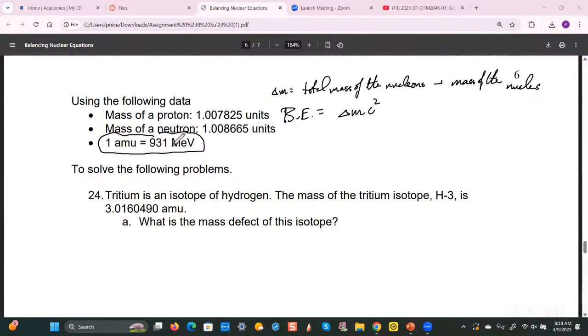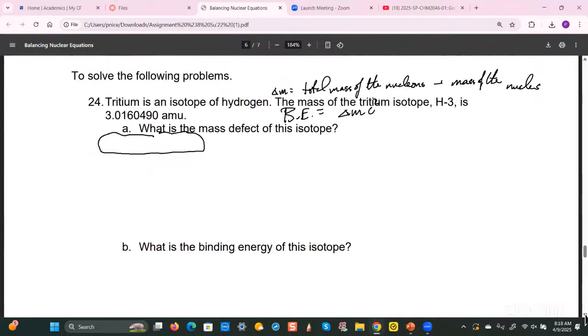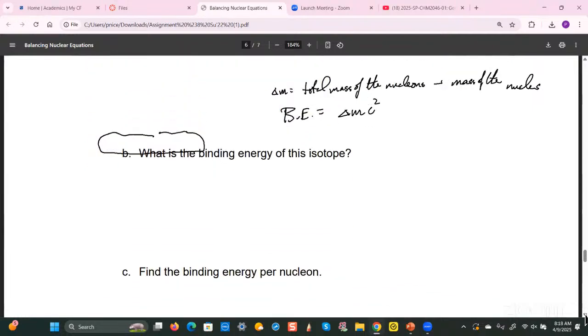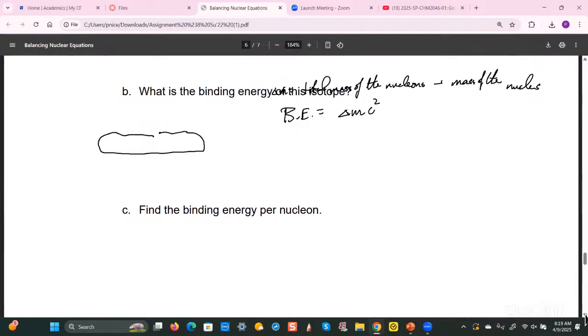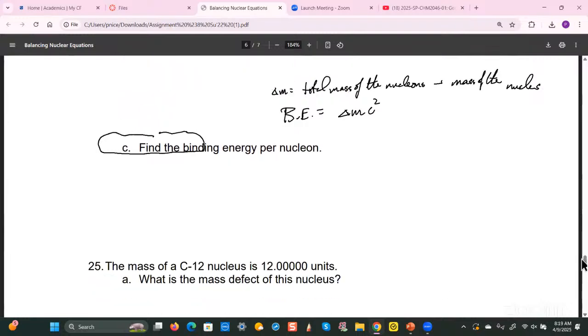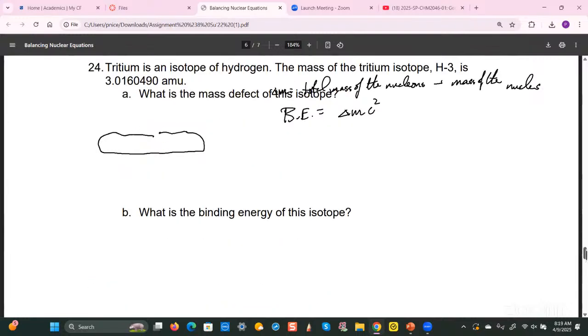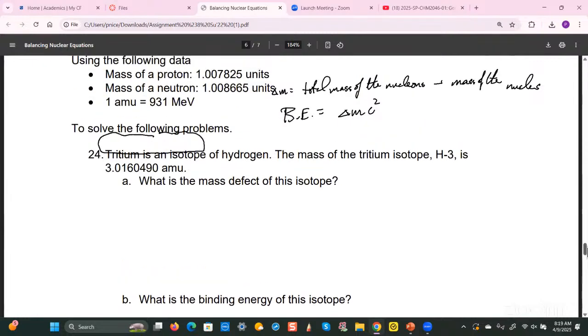Now, we can calculate the energy in terms of joules, but I think in the questions being asked here, let me just scroll down a bit. I think the questions are asking for you to calculate the binding energy. Well, they didn't specify the unit, so you could calculate it in joules, or you could do the mega electron volt if you so choose, all right? So let me scroll back up here.